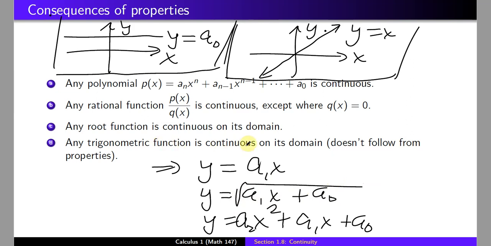Any trig function is continuous on its domain, and I wanted to emphasize that this does not follow from the properties. There are other arguments that are needed to get that. Okay, so we have lots of examples of functions from our basic catalog of functions that are continuous. Polynomials, rational functions, root functions, and trig functions, all continuous.